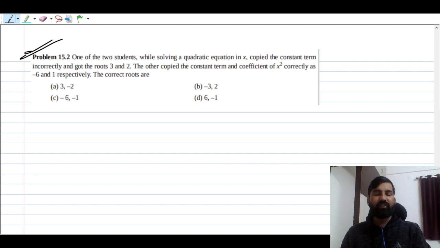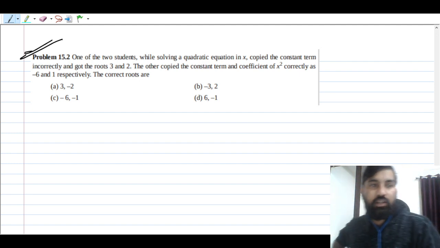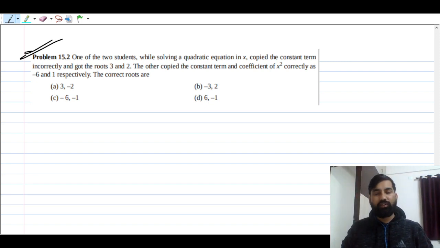Suppose this is a question, guys. Please try this. One of the two students, while solving a quadratic equation in x, copied the constant term incorrectly and got the roots 3 and 2. The other copied the constant term and the coefficient of x square correctly and got minus 6 and 1. So what are the correct roots? That is what the question is. What is the correct root?